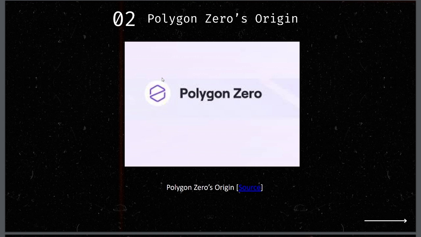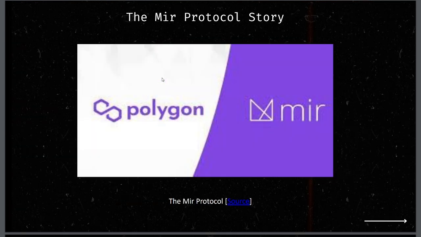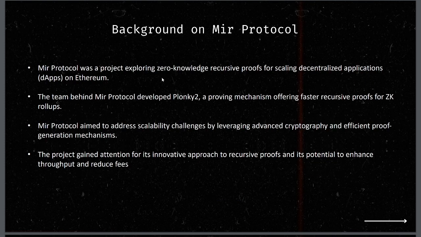Let's move on to Polygon Zero's origin. Now, focus on the Mir protocol story. So Mir is basically a team of researchers who are working on zero knowledge tech, and they were acquired by Polygon for $400 million. They were exploring zero knowledge recursive proof for scaling decentralized applications on Ethereum. The team behind Mir protocol basically developed Plonky2, a proving mechanism offering faster recursive proofs for ZK rollups. Mir protocol aimed to address the scalability challenges by leveraging advanced cryptography and efficient proof generation mechanisms. This project gained attention for its innovative approach to recursive proofs and its potential to enhance throughput and reduce fees.